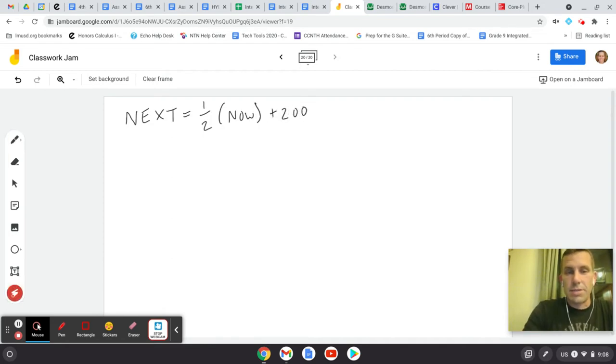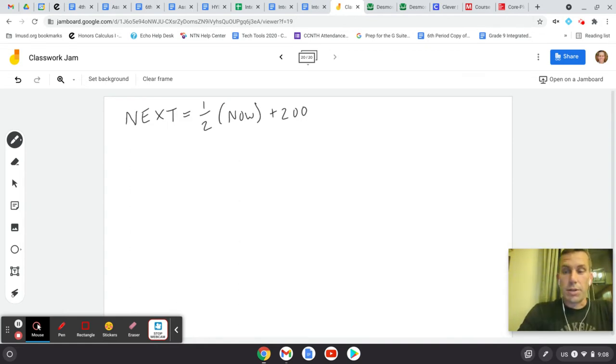So what that means is I'm taking a half of the money that I have now, so however much money I have right now, I'm dividing it in half, and then I'm adding 200 to determine how much money I have next. So this is how we wrote this earlier this week. However, we're going to move away from using next now functions into using subscript notation.